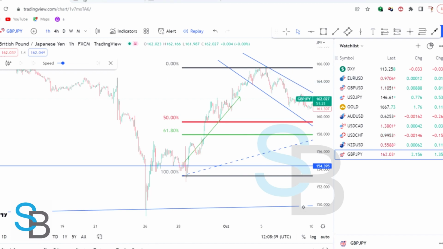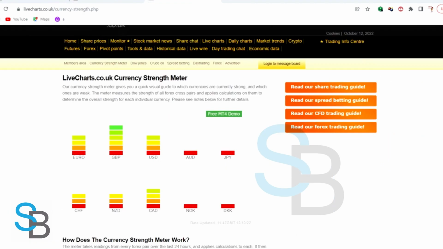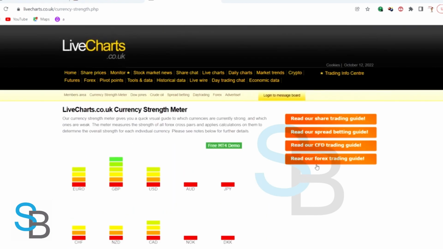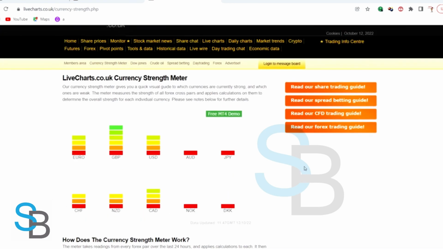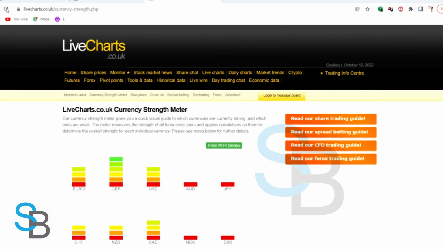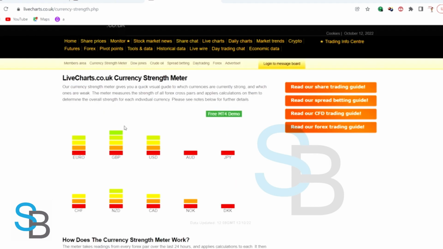One other thing I do is I come on something like this. Now this is called the currency strength meter. It basically tells us the strength of our currencies based on a certain time period. If you refresh this, you might see changes in the currency strength, as you can see. So this is GBP, this is Euro, this is USD, and so on and so forth.